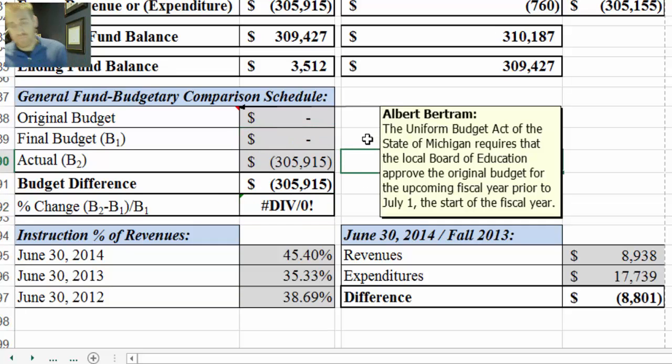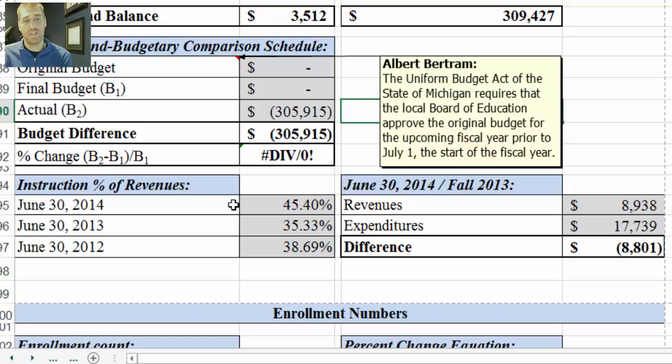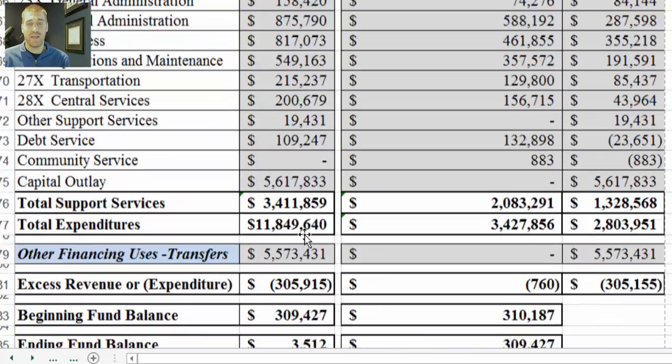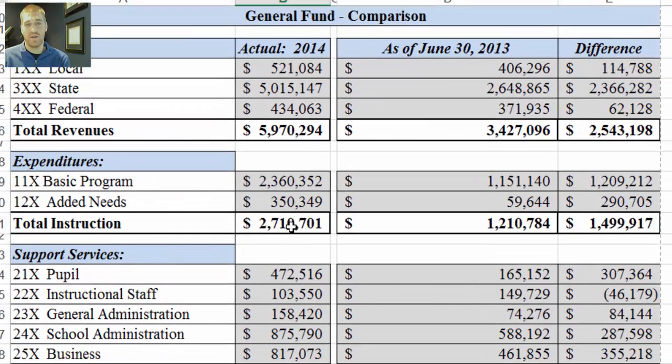So as we move down, we'll see these instructions, percent of revenues. This takes the total instruction and divides it by the total revenues and then shows the trend for the 3 years. I'll show you where that's at. So we'll come back up to this part of the sheet. Total instruction divided by total revenues. So that's where this is coming from.